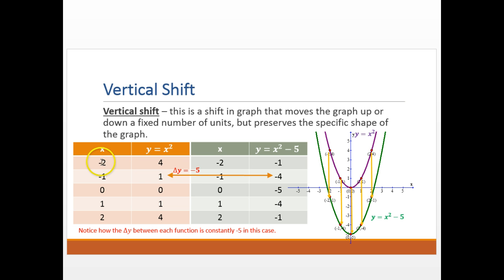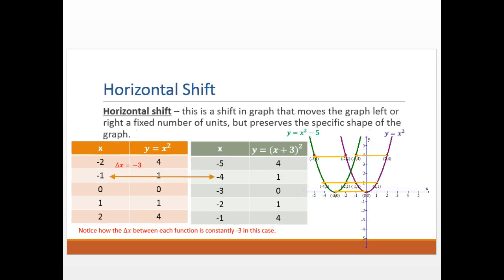If we plug in the x values, notice your x values on each graph are the same. And if we look at the corresponding y values, notice that the difference between the two y values has a delta y of negative 5 each time. So this is a constant shift downward, and that negative 5 corresponds to the negative 5 out here on this function y equals x squared minus 5.